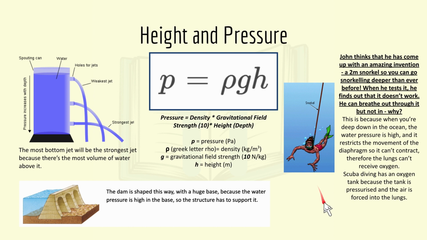And here's the question. John thinks that he has come up with an amazing invention, a snorkel so that you can go snorkeling deeper than ever before. But when he tests it, he finds out that it doesn't work. You can breathe out through it but not in. Why? The answer is, when you're deep down in the ocean, the water pressure is high and it restricts the movement of the diaphragm, so it can't contract, and therefore the lungs can't receive oxygen.